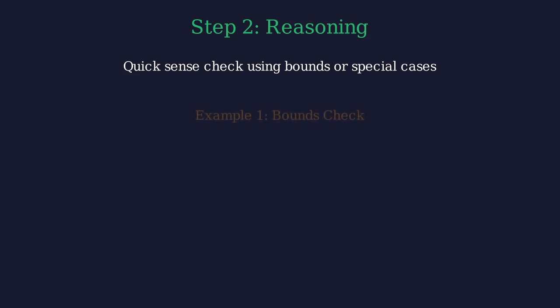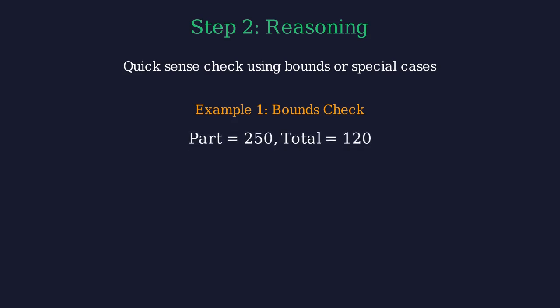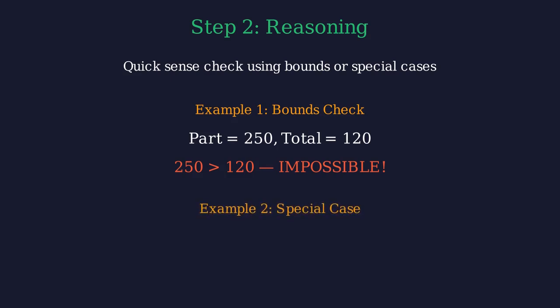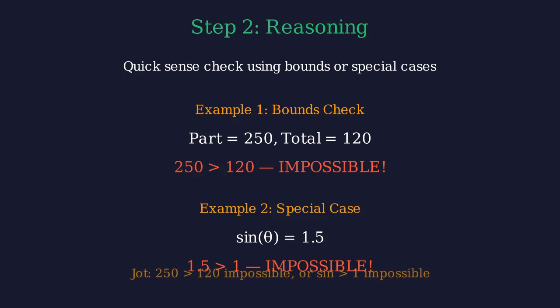Example of reasoning. You solve a proportion and get that a part is 250 when the total is 120. That's a red flag. A fast bounds check, part must be less than total, stops you. Or for trig, if sin theta equals 1.5, you know immediately it's impossible. Jot down the quick reason, 250 greater than 120, impossible. Or sin greater than 1, impossible, and move on. The examiner sees you've applied a correctness test and that's powerful.